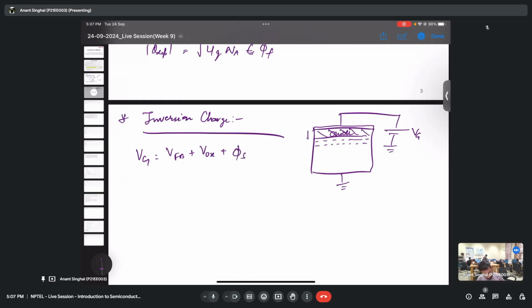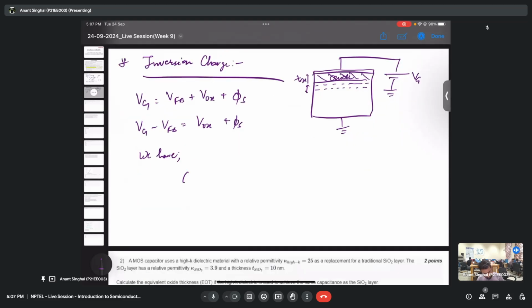So this is nothing but Tox. This drop is nothing but accumulated by the surface potential. So what I can write is the difference between the VG and the flat band voltage is nothing but Vox plus the surface potential. And what we know is that the charges should be equal, so Cox multiplied by Vox, that is the charge around the oxide, should be equal to the depletion charge plus the inversion charge.